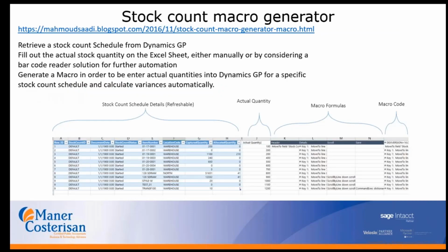There is a stock count macro generator that we can obtain from this person's website. It allows you to retrieve your stock count schedule from Dynamics GP and fill out your actual stock count in Excel, and then use a macro to populate it back into GP.